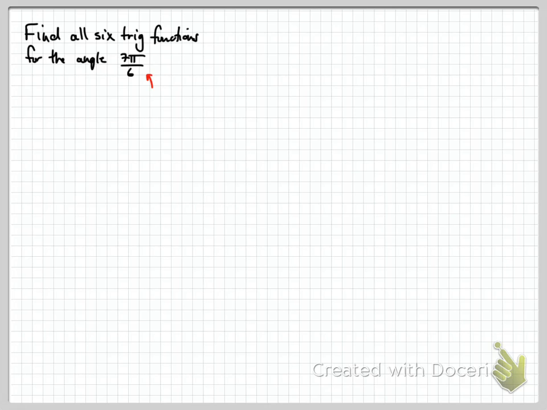So the first thing I think we want to do is go ahead and graph this angle and see what it looks like. To do that, I think it might be a little bit easier to put this guy into degrees instead of radians. So 7 pi over 6 radians, I can write this as 7 times pi over 6 radians. And I know that pi over 6 radians equals 30 degrees. So we're going to have 7 times 30 degrees for a grand total of 210 degrees.